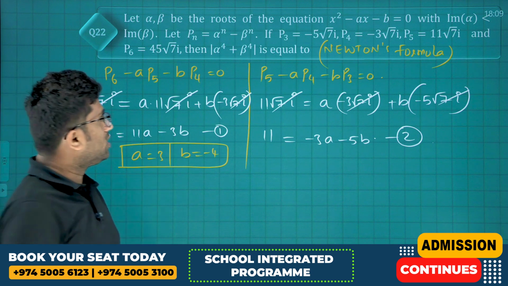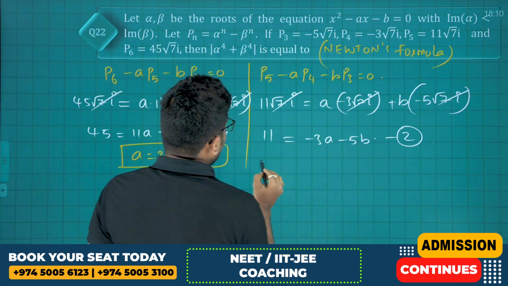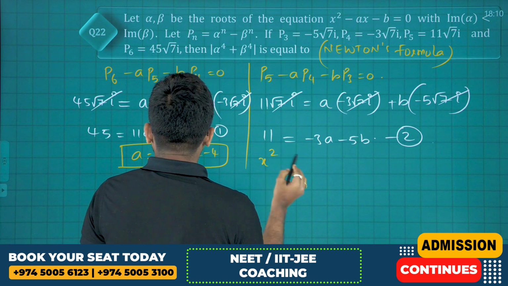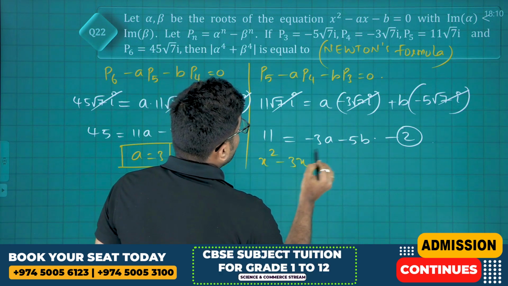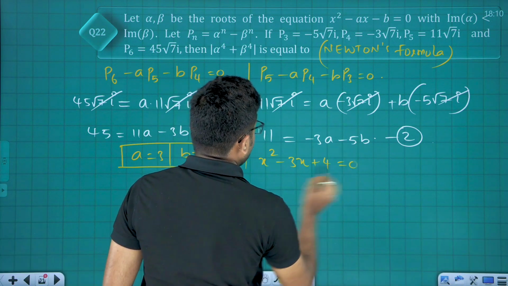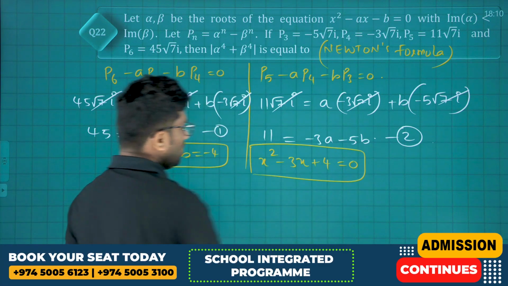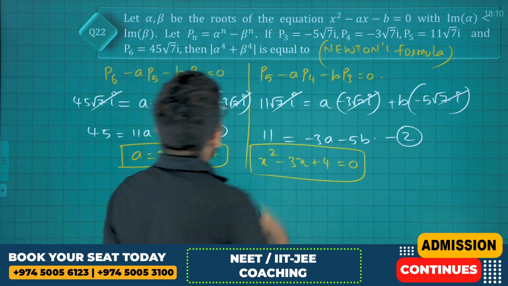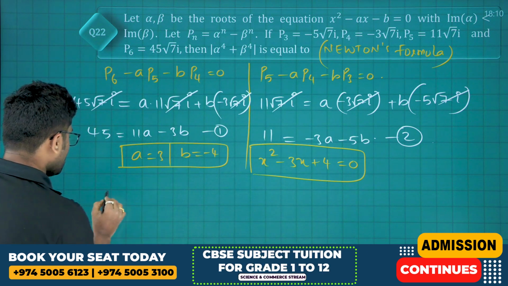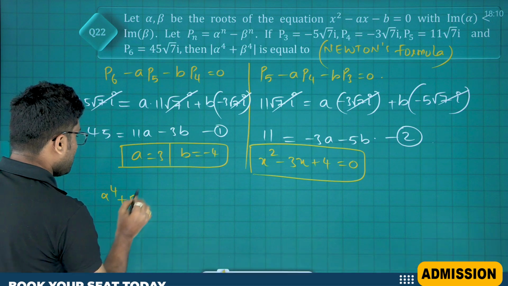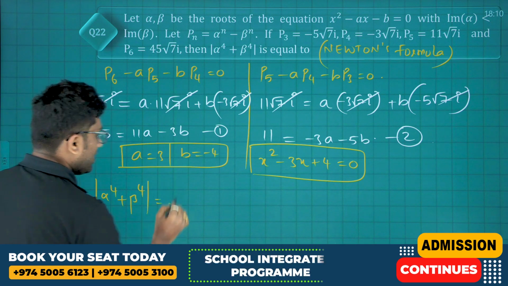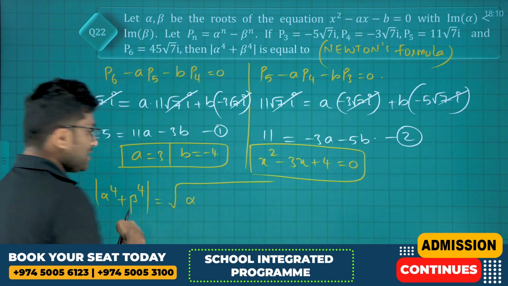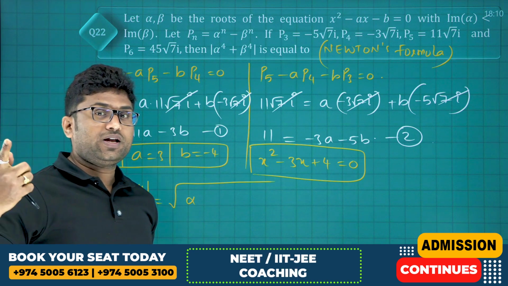We have got the quadratic equation now. What is the quadratic equation? X square minus 3x plus 4 is equal to 0. Okay, so alpha, beta are the roots of this. Now what they are asking is alpha power 4 plus beta power 4. See friends, alpha power 4 plus beta power 4, we can write this like a plus b is equal to a minus b whole square plus 4ab.